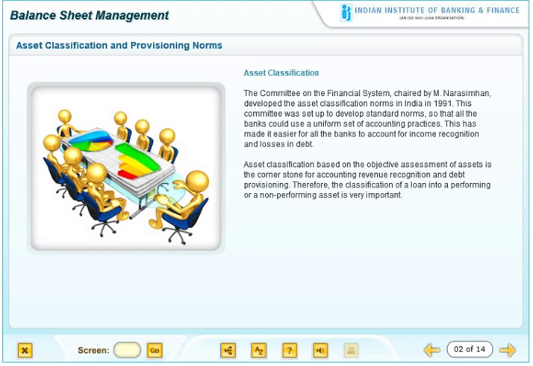Asset classification based on the objective assessment of assets is the cornerstone for accounting revenue recognition and debt provisioning. Therefore, the classification of a loan into a performing or non-performing asset is very important.